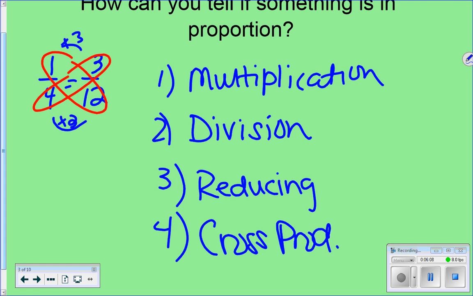So make sure you know these ways. For sure, division, if I divide. For sure, reducing. And for sure, cross products. Multiplication, sure. So I'm going to go back to this.